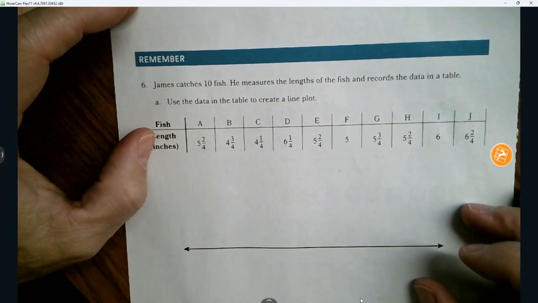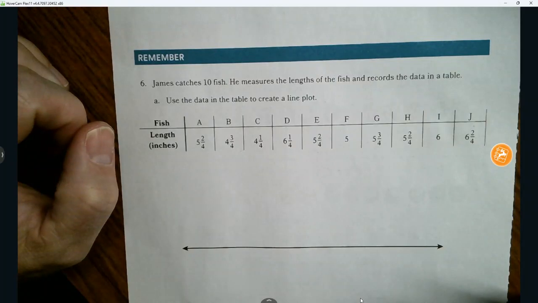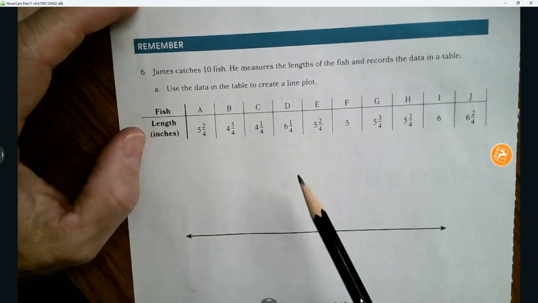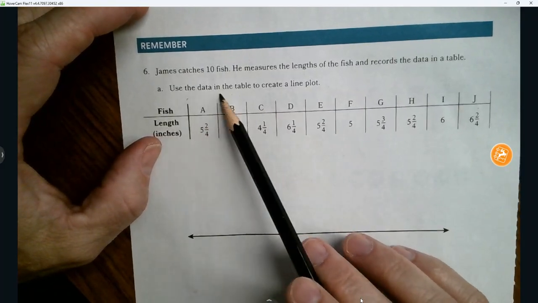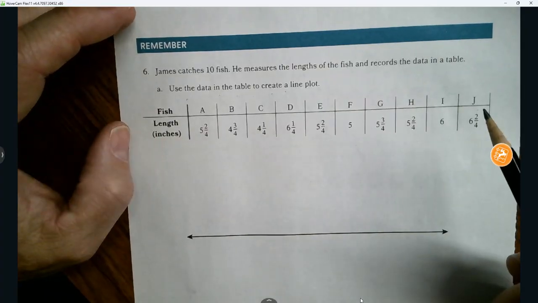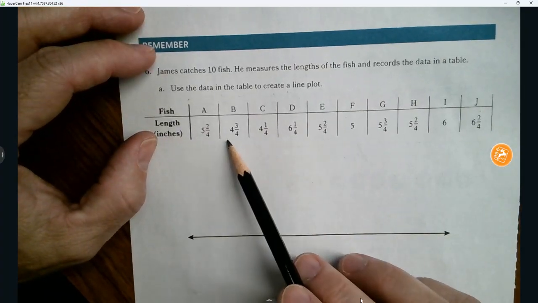All right, on the back it says, James catches 10 fish. He measures the length of the fish and records the data in a table. Let's be honest. If we're out catching fish and recording that, that's pretty impressive, because all the fish I've caught, I've never kept a chart of everything. Not once, nope. All right, let's keep going. Use the data table to create a line plot.